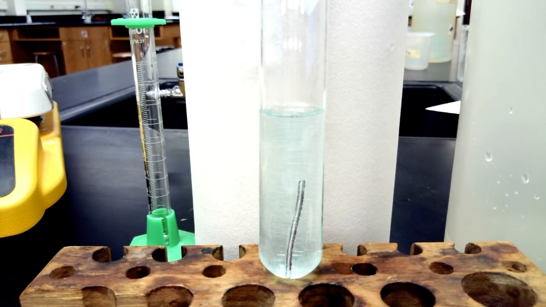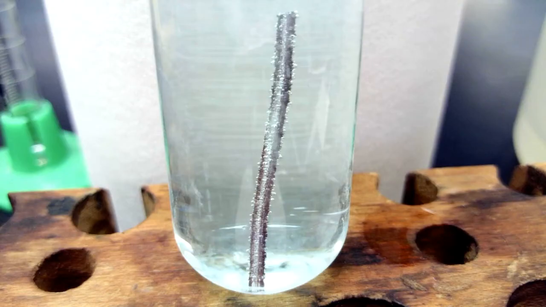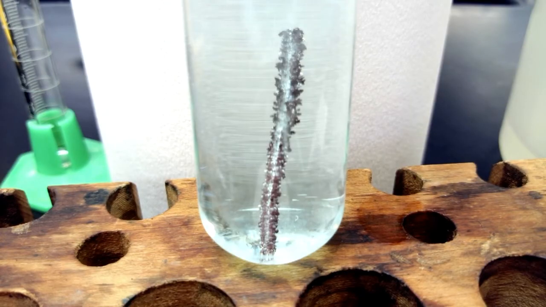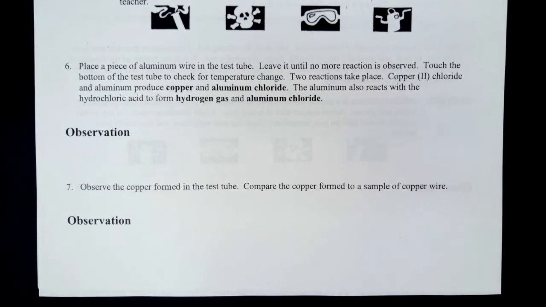The aluminum is reacting with copper. The copper is depositing onto the wire as the wire dissolves. But the wire is also reacting with hydrochloric acid, so you can see that there are bubbles forming. The aluminum reacts with hydrochloric acid to form aluminum chloride and hydrogen gas. So 2 observations: 1, the brown copper is depositing. And 2, the aluminum is reacting with the hydrochloric acid to give off a gas, hydrogen gas. So this is part 6. You'll have 2 observations there.